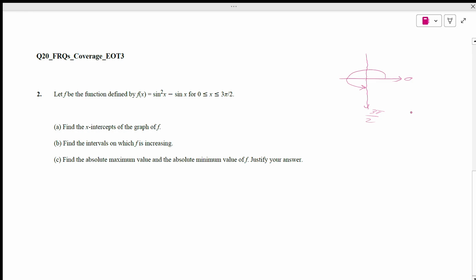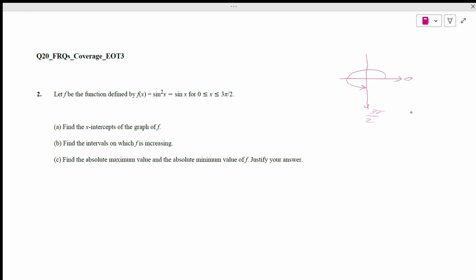In this video I will be working on question 2 from question 20 file for the end of term exam. Question 2 says let f be the function defined by f of x equals sine squared of x minus sine of x for the given interval. So the domain is from 0 to 3 pi over 2 as you can see here. So this is the domain of the given function, or this is the given interval.